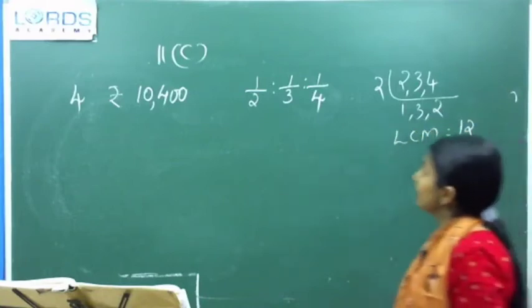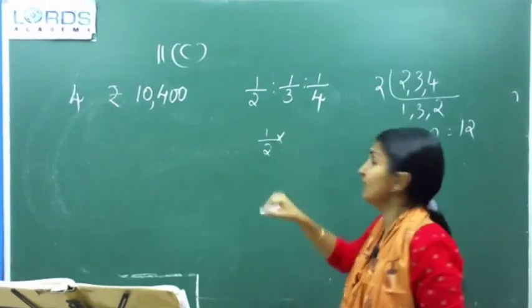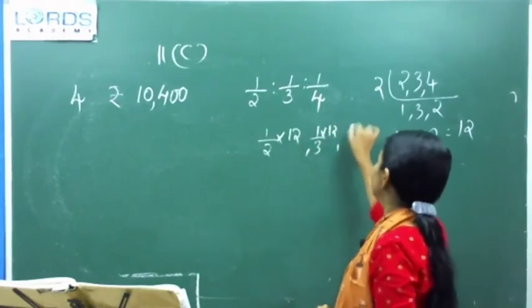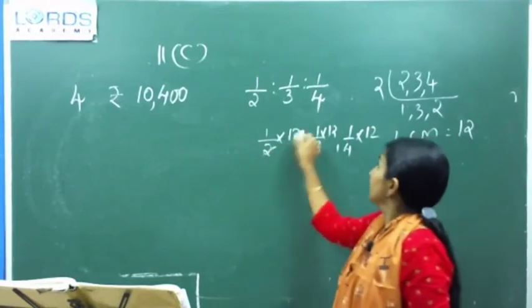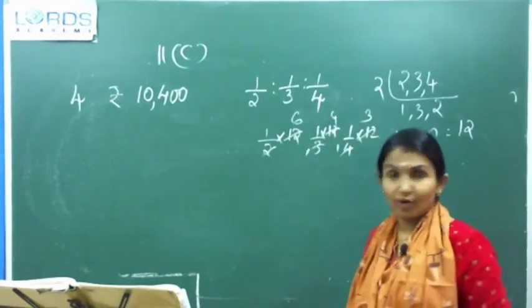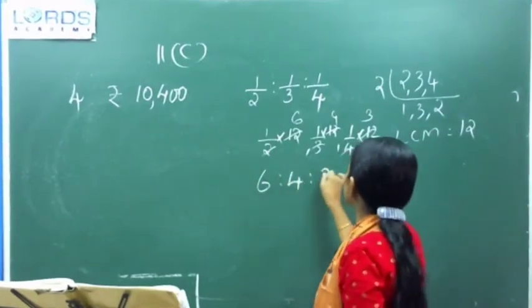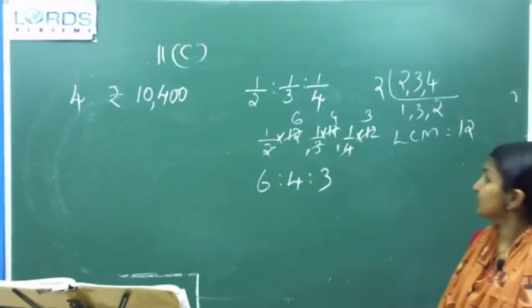Now each number, that is 1 by 2, multiply with the LCM, 1 by 3 with LCM, 1 by 4 with LCM. Here we get 6, 4, 3. So we got the numbers as 6 is to 4 is to 3. Now we got the ratio, 6 is to 4 is to 3.